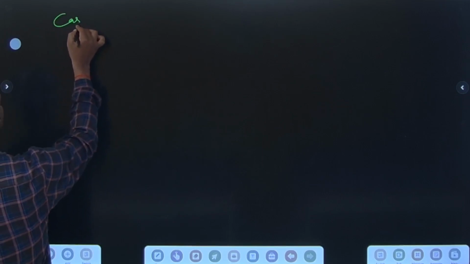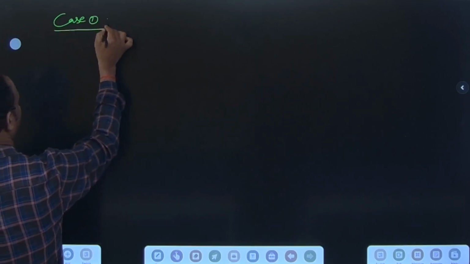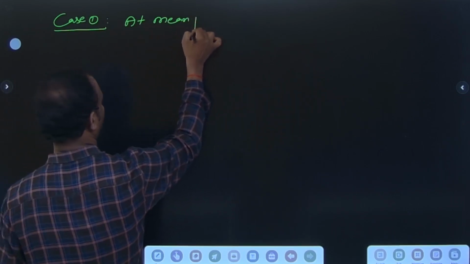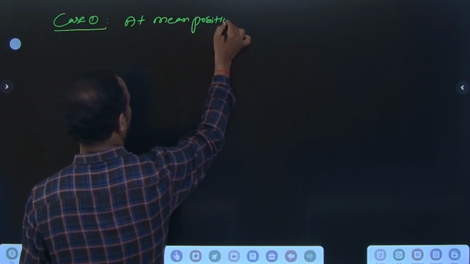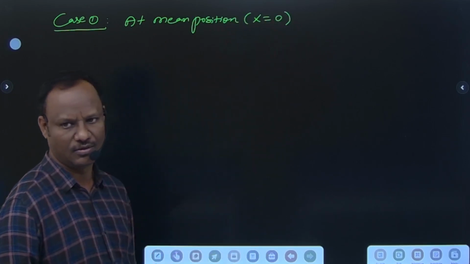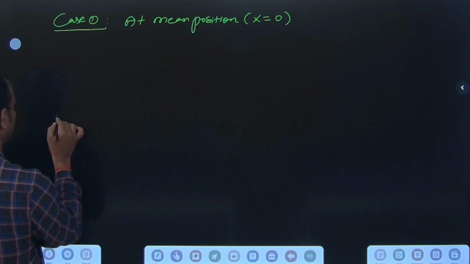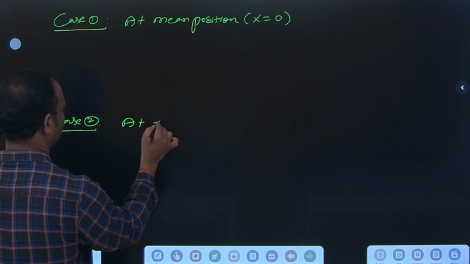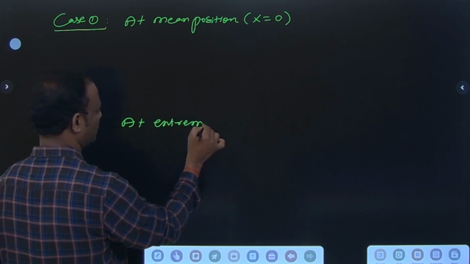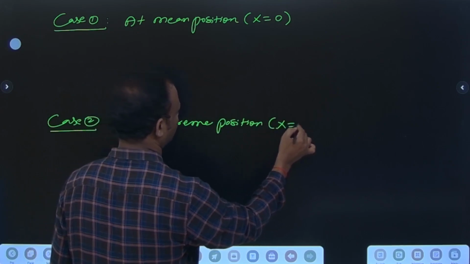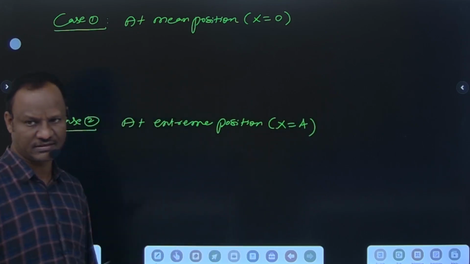First, I am talking about case 1. For the first case, at mean position. At mean position means what? x is equal to 0. Okay. For the second one, case 2, at extreme position. At extreme position, x is equal to what? It is A. x is equal to A.